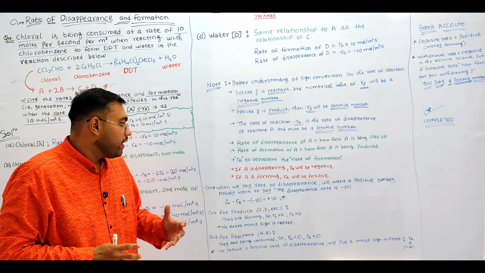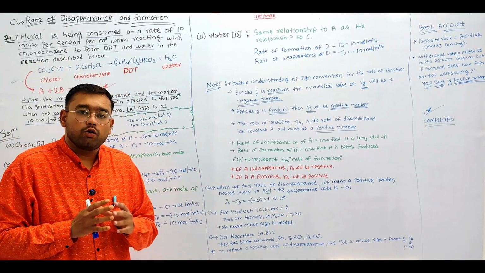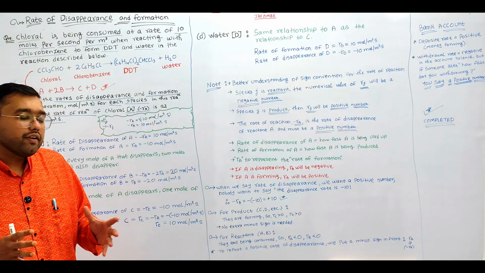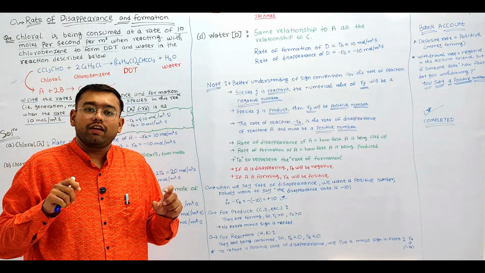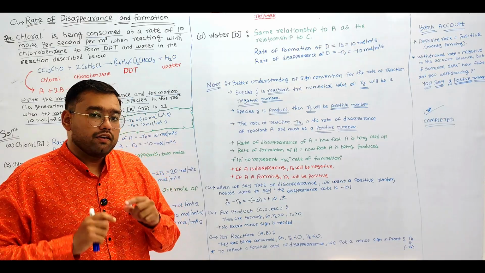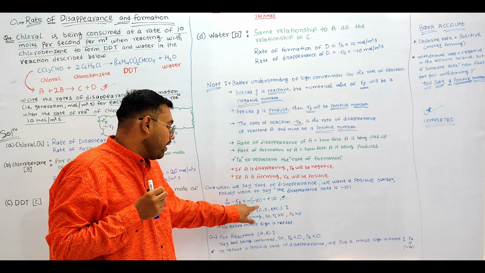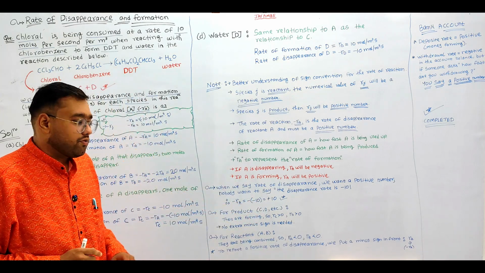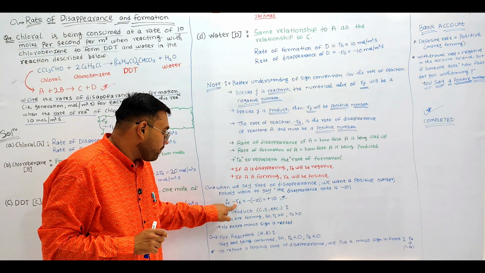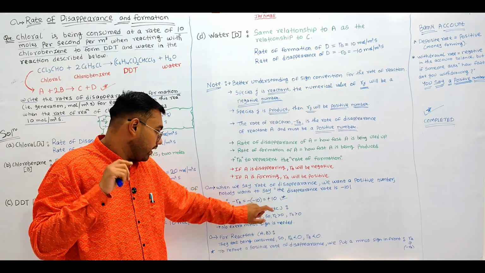So when we say the rate of disappearance, we want a positive number. Nobody wants to say the disappearance rate is minus 10. So we'll say the disappearance rate, minus Ra, is 10. So Ra is equal to minus 10, which gets converted into plus 10. So the rate of disappearance of reactant A is equal to 10 moles per meter cube per second.